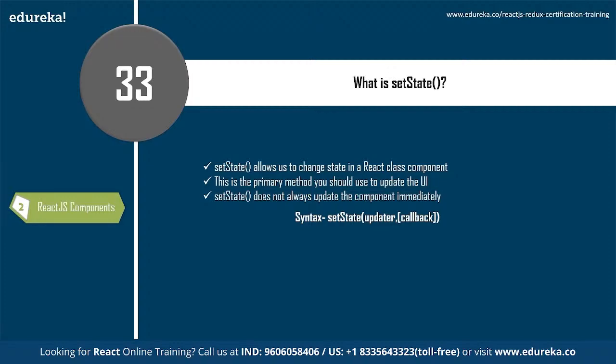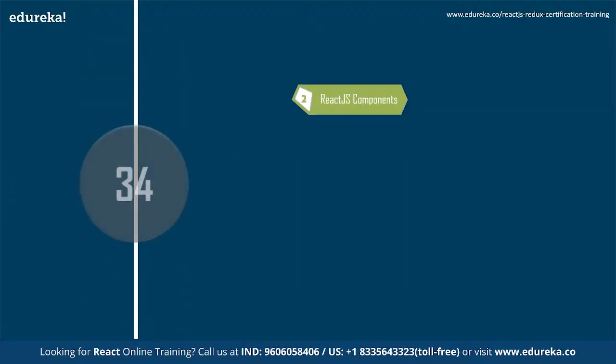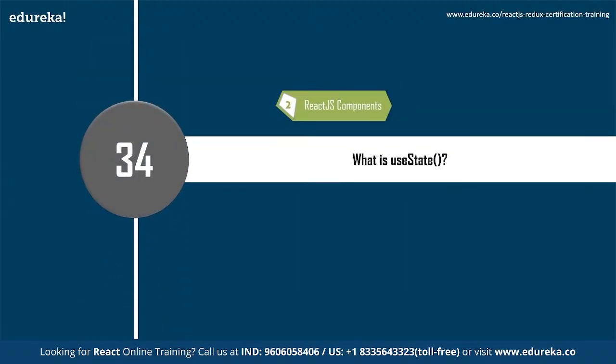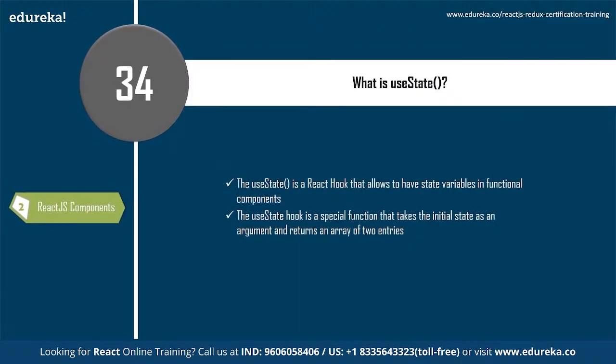And the syntax for this function, as we have seen in the previous question also, is setState, and in the braces we can give the updater or the callback. We can pass it as the argument. Moving to the next question, that is, what is useState function? The useState function is a React hook that allows us to have state variables in functional components. The useState hook is a special function that takes the initial state as an argument and returns an array of 2 entries.